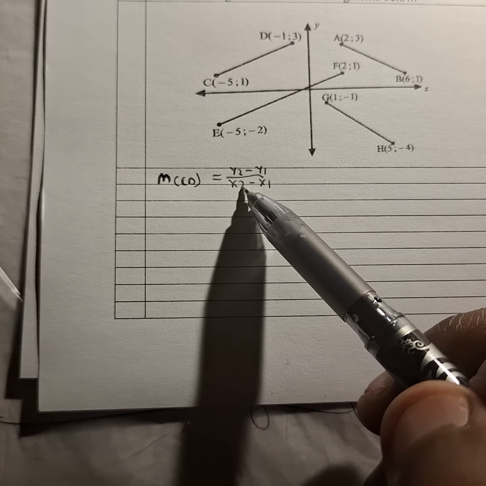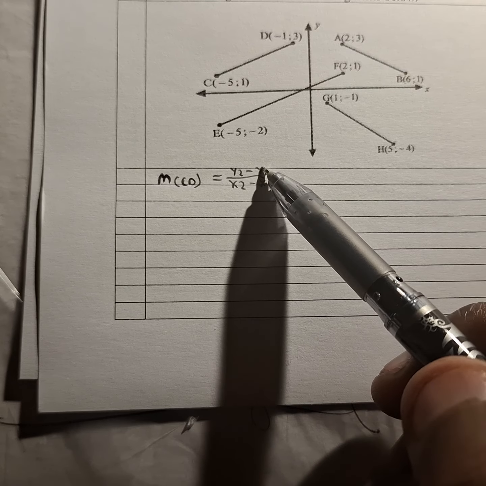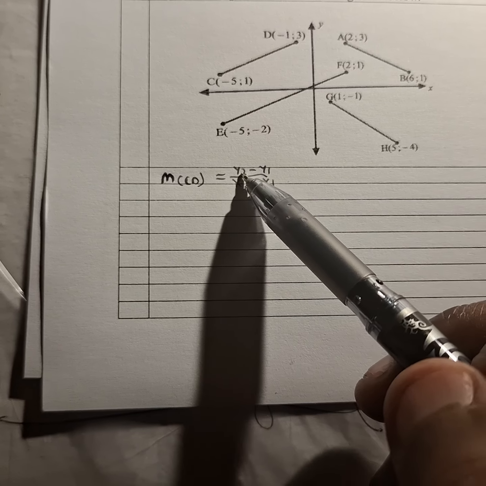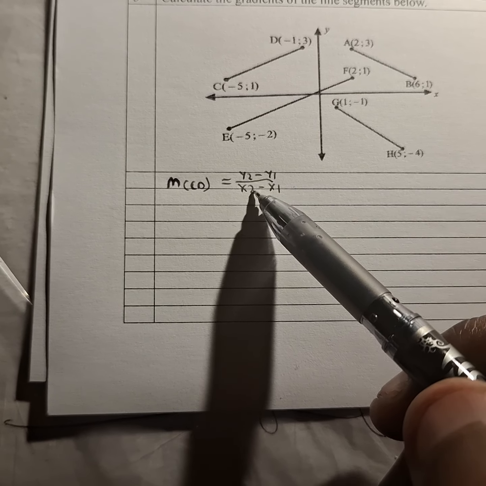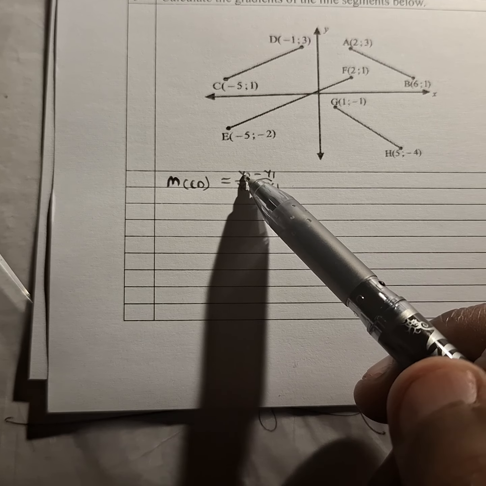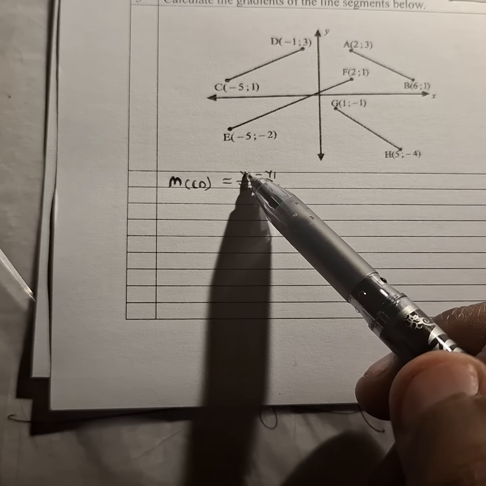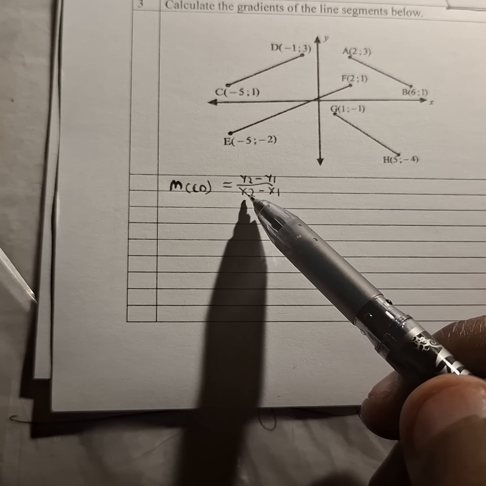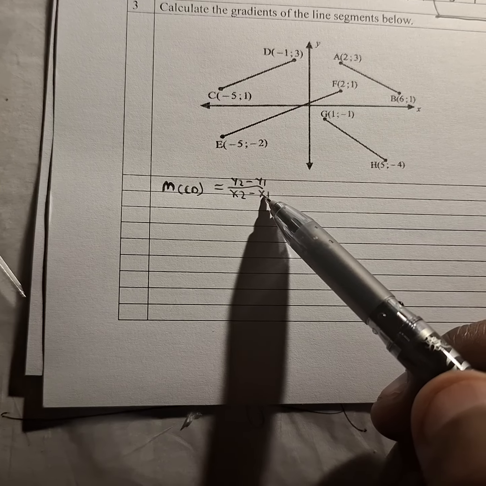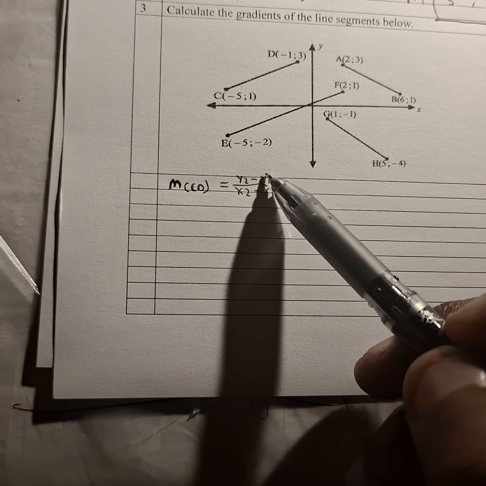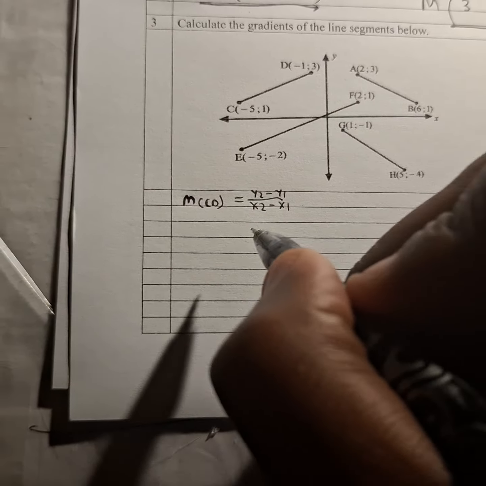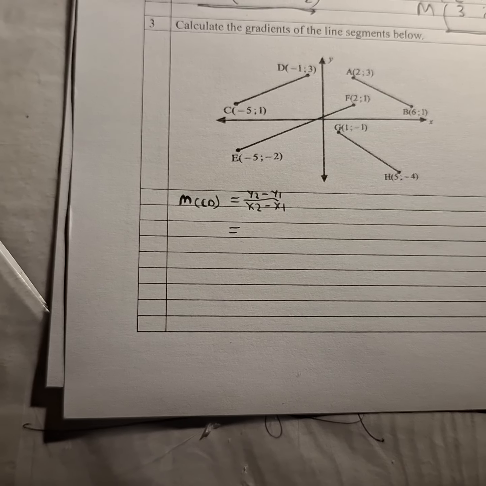If you say y2, make sure there's x2 at the bottom. If there's y1, remember there's x1 at the bottom as well. So there must be consistency there in your subscripts, 2211. If you say y1 minus y2, then you must make sure that this is x1 minus x2, right? There must be that consistency. Very, very important, so the difference between your y coordinates.